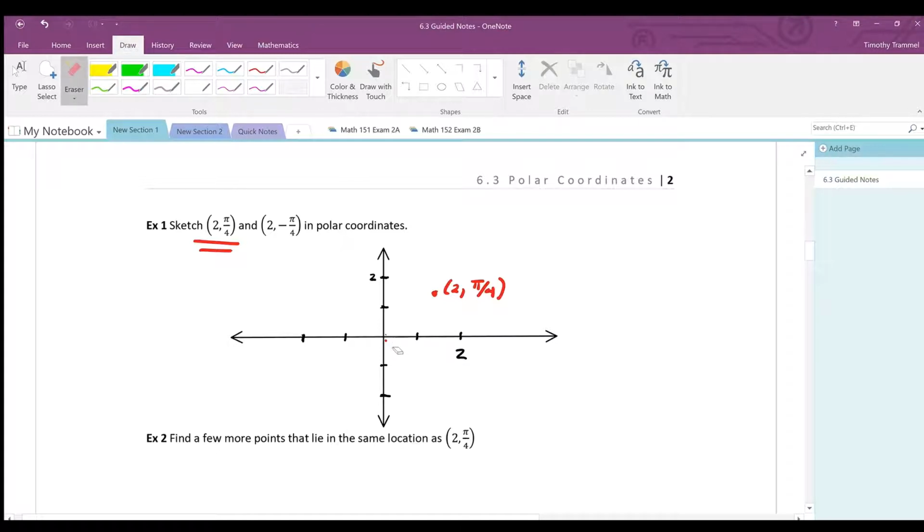Let me see if I can get rid of this last dot here. Apparently not. Yeah, we'll go out in the x about 1.4, and we'll go down in the y about 1.4. So I guess somewhere right in here. So this is our (2, minus pi over 4).